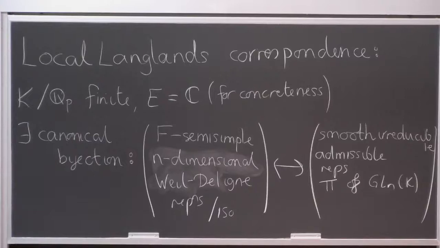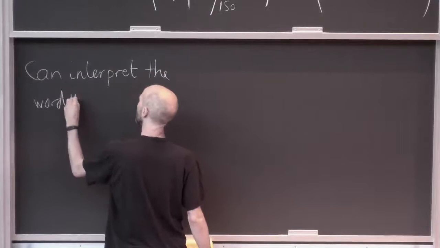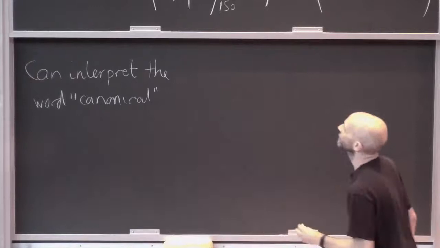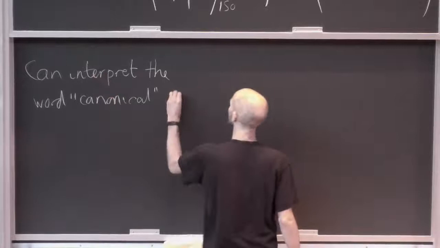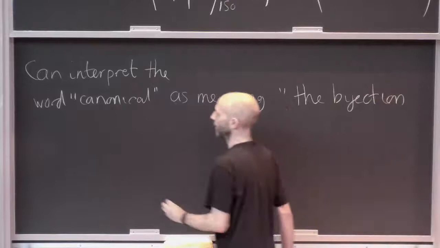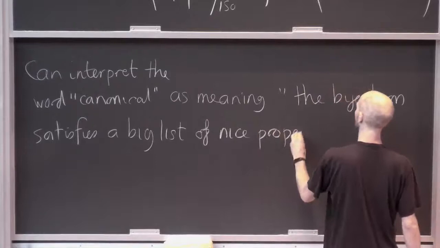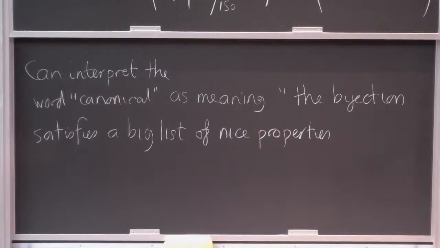for a start, it's got this word canonical in it, which I haven't really defined, because I don't quite know how to define it. But I'll tell you one thing: there is a sensible way of doing this. We can interpret the word canonical as simply meaning the bijection satisfies a big list of nice properties. The bijection is compatible with, the bijection commutes with, various things that you can think of.